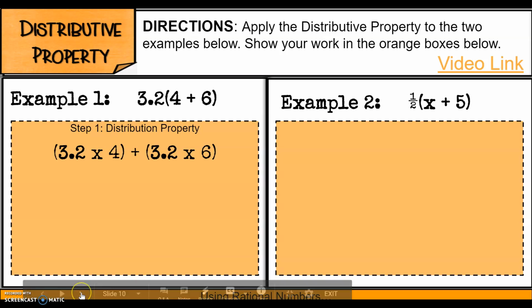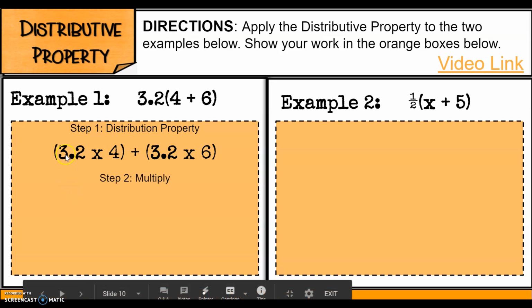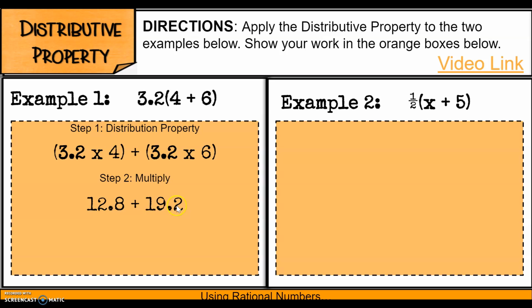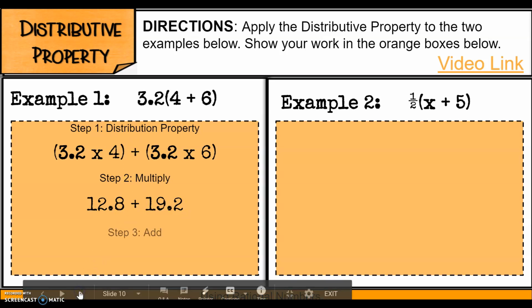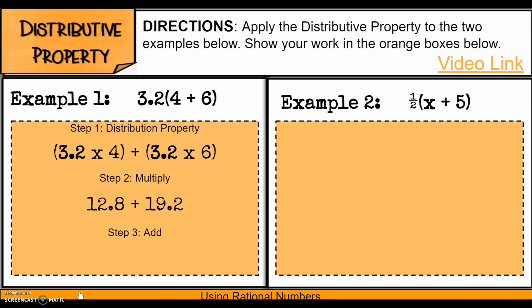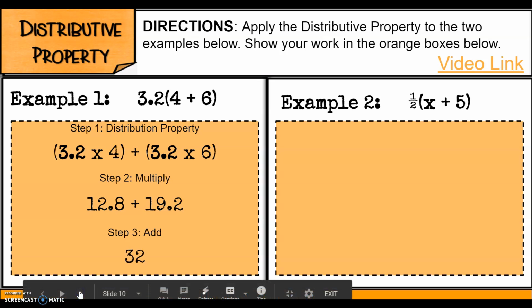So my order of operations tells me that I'm going to multiply 3.2 times 4, 3.2 times 6. 3.2 times 4 equals 12.8. 3.2 times 6 equals 19.2. Again, I just bring down my addition sign, and then I'm going to add them together to continue simplifying. And that gives me 32. And now I'm done because there's nothing left to do.